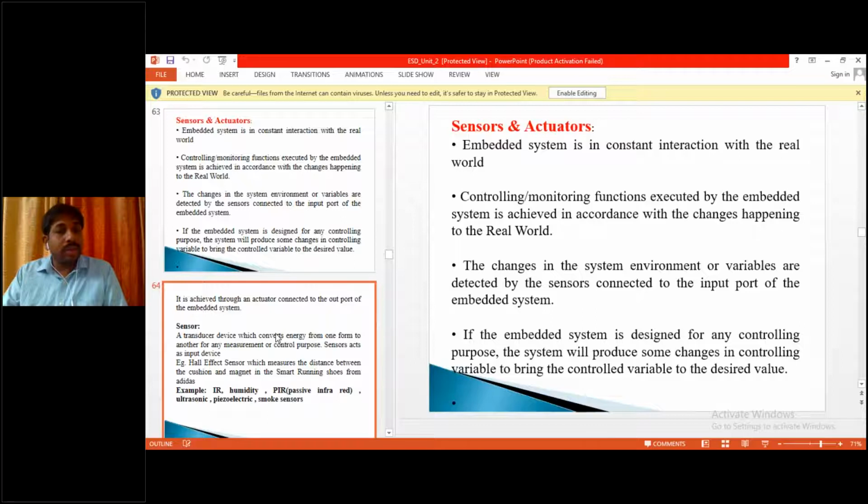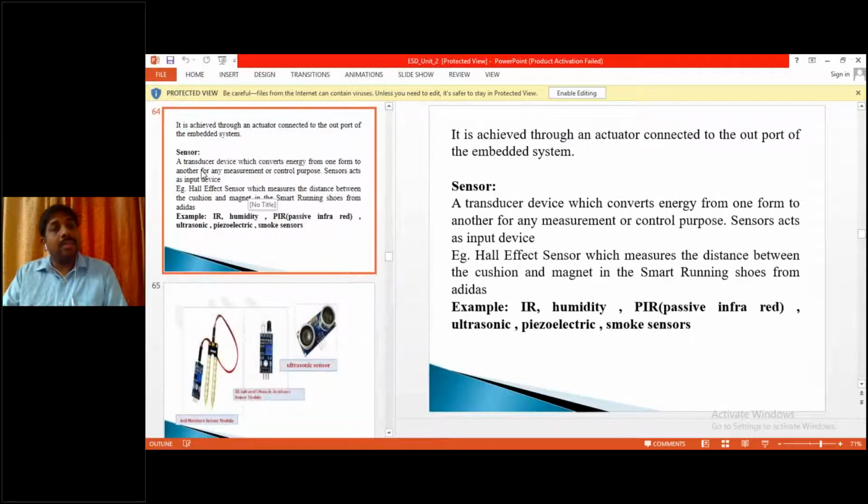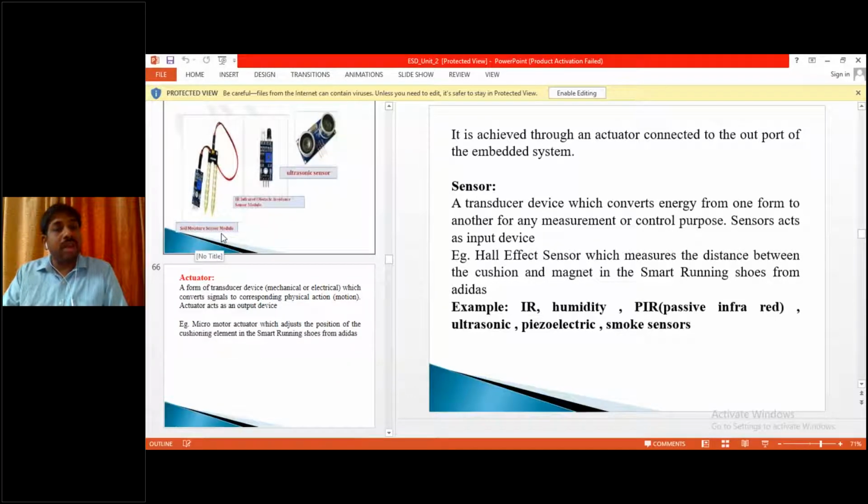And for which we are using the sensors and actuators. Under sensor, if you see, it is a transducer device which converts energy from one form to another for measurement or control purpose. It is an input device. So if you see the Hall effect sensor, it measures the distance between cushion and magnet in the smart running shoes from Adidas. Other examples of sensors are IR sensor, humidity sensor, passive infrared sensor, ultrasonic sensor, piezoelectric sensor, and the smoke sensor. This diagram shows a soil moisture sensor which detects the soil moisture content.